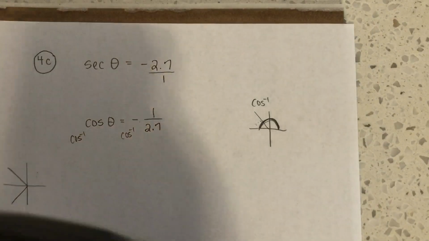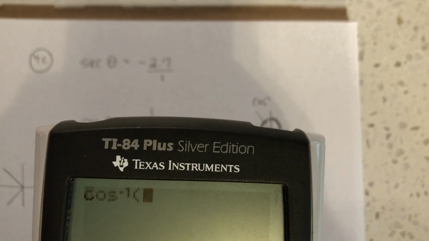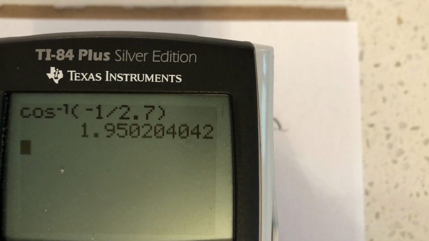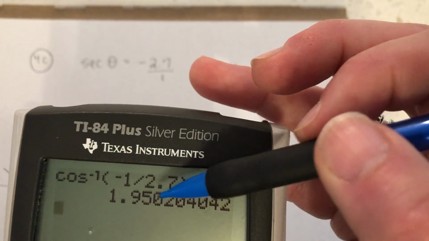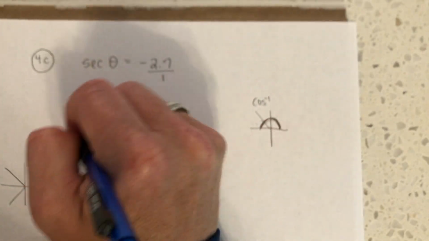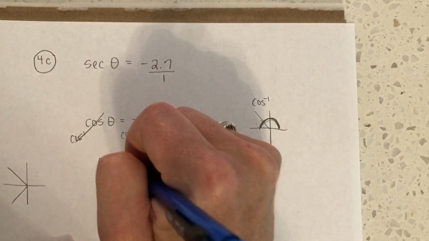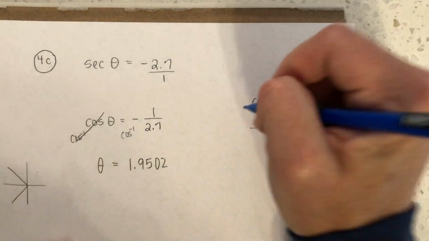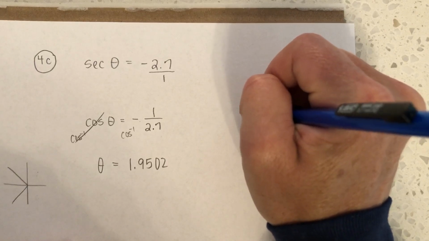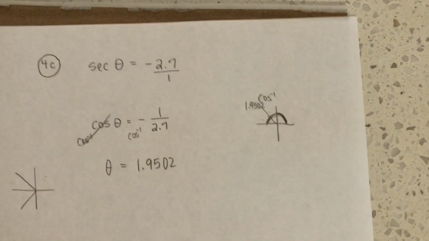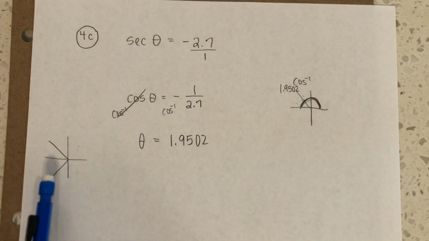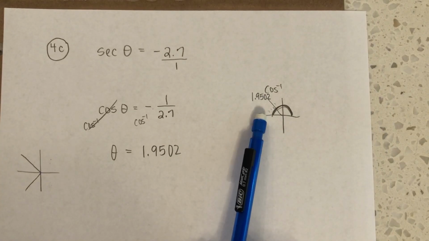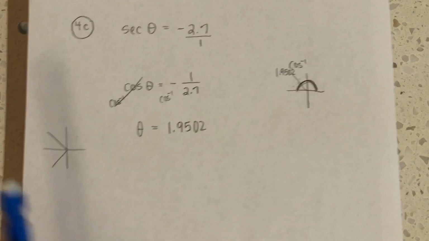All right, so inverse cosine of negative 1 divided by 2.7, and it is about 1.9502. So theta equals 1.9502. It got us that answer right there. Right now, that's one of your answers. The problem is, in order to find the angle in quadrant 3 that also makes this true, I need the reference angle so that I can use it in quadrant 3.